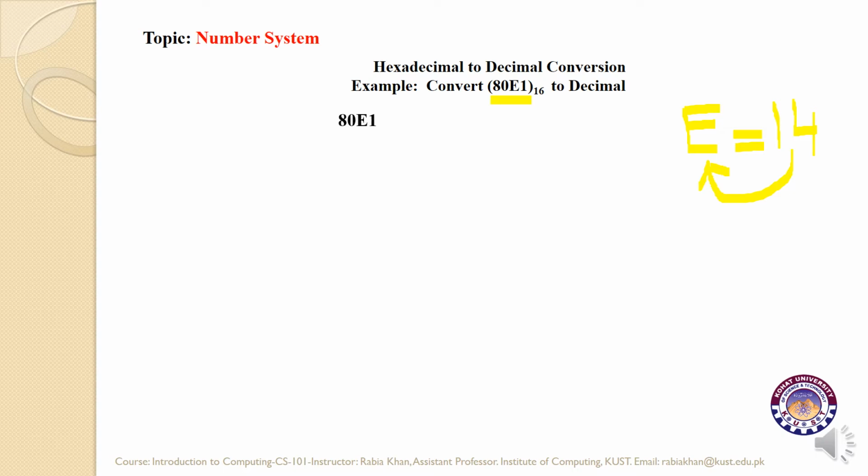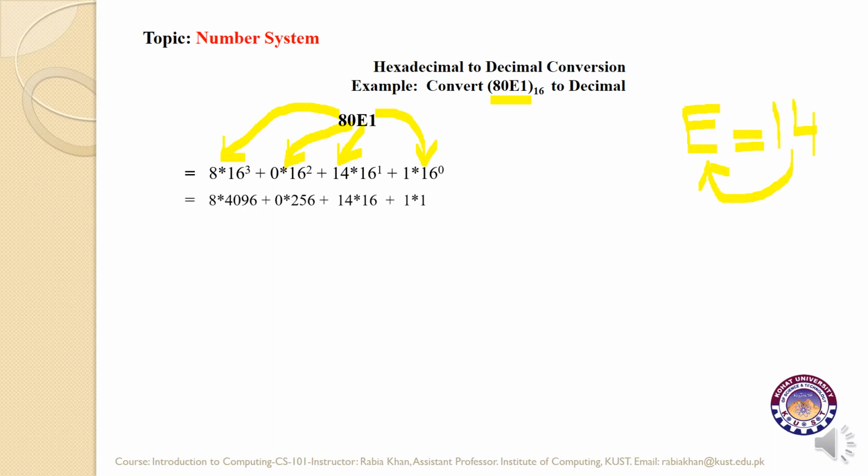So this is the given number, 80E1. We multiply every digit by a power of 16. This is how the multiplication starts. The first digit is 1. 1 is multiplied by 16, and the power of 16 is 0. The next digit is E. E shows 14. 14 is multiplied by 16 and the power of 16 is 1. The third digit is 0. 0 is multiplied by 16, the power of 16 is 2, and the last digit is 8. 8 is multiplied by 16, and the power of 16 is 3.